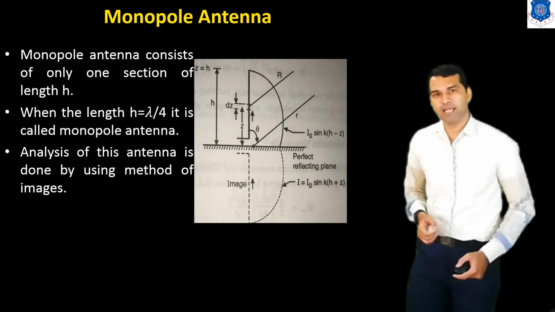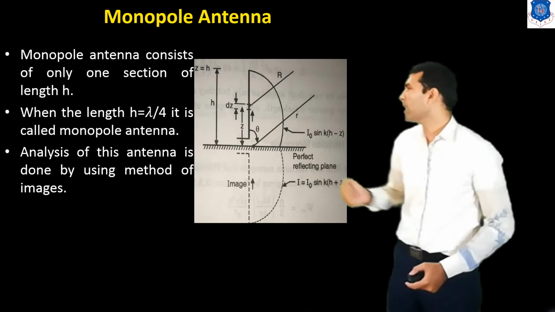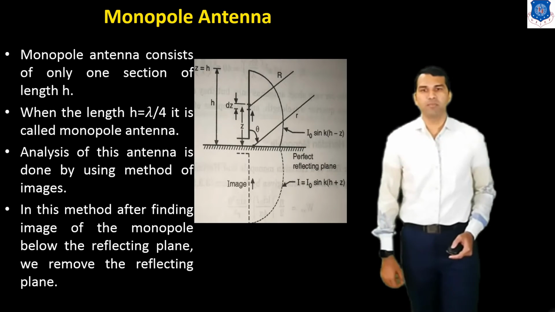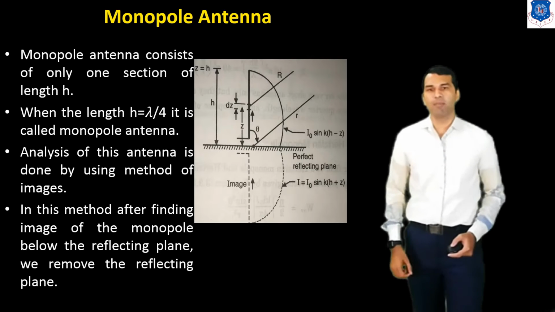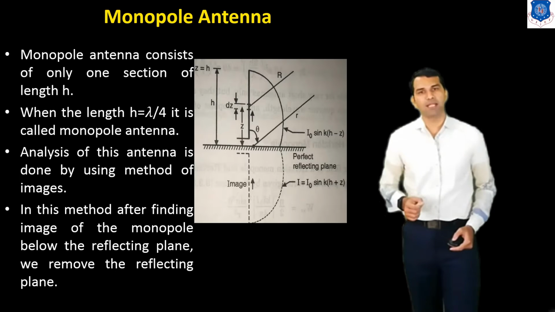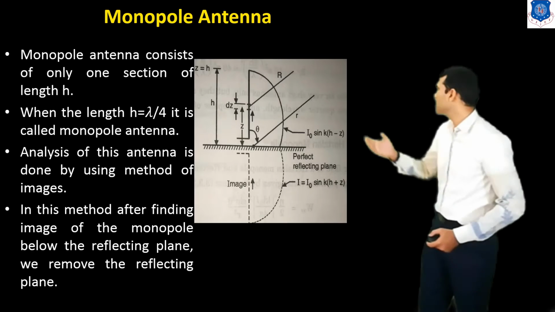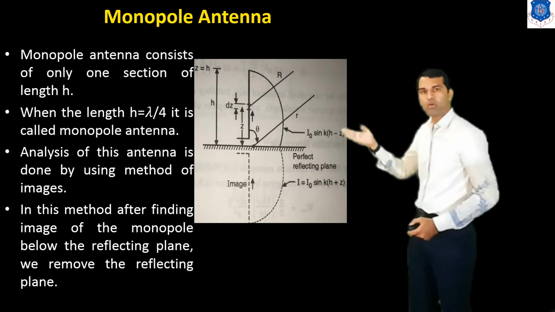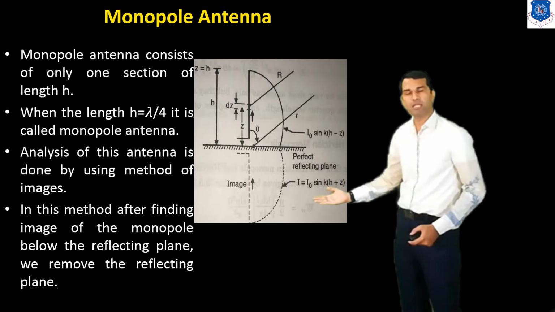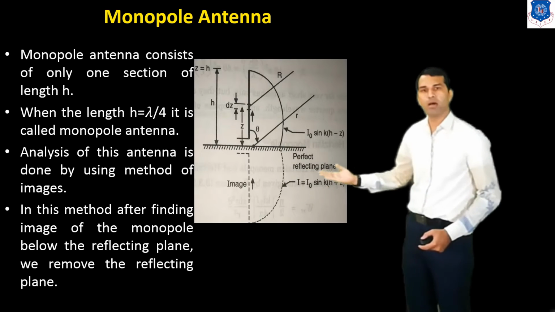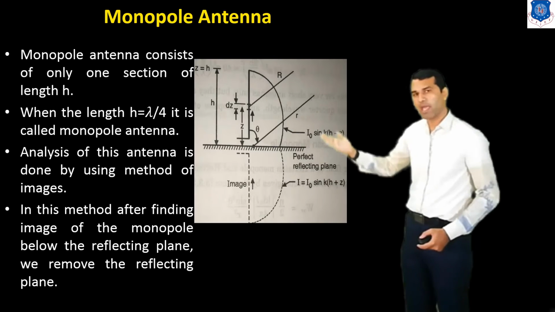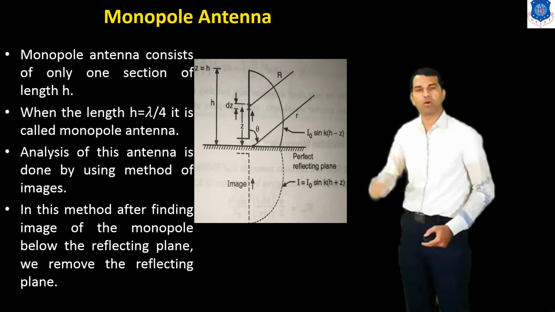To analyze the monopole antenna, we use the image method. In this method, after finding the image of the monopole below the reflecting plane, we remove the reflecting plane. Here in this figure, we can see the original monopole antenna, and the part below is the imaginary part, or the image of the monopole antenna. Only one section is real, and this is the imaginary part of the monopole antenna.